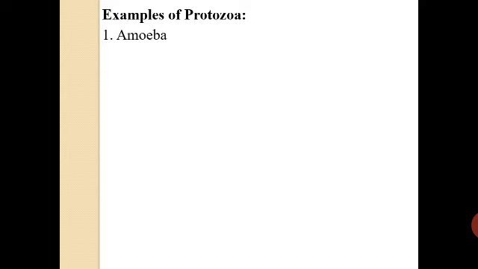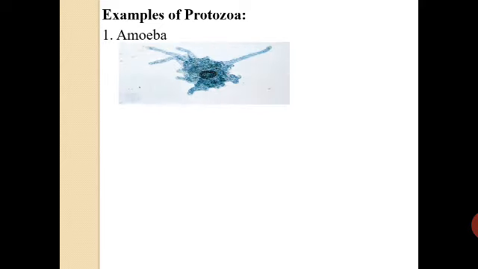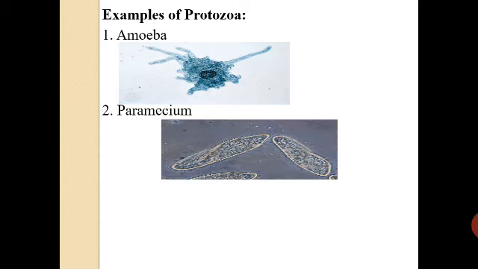Certain examples of protozoa: amoeba, the first one, which you have understood briefly in class 7th, and in class 8th, in the chapter reproduction in animals, we will talk about its reproduction process also. The real amoeba will be shown to you under the microscope in the biolab, so there you can see the proper structure. The second one is paramecium. This will also be shown to you in the biolab, the real one, under the microscope.